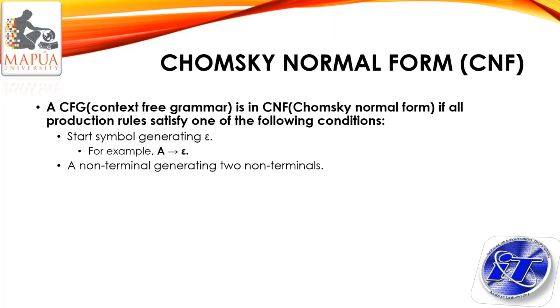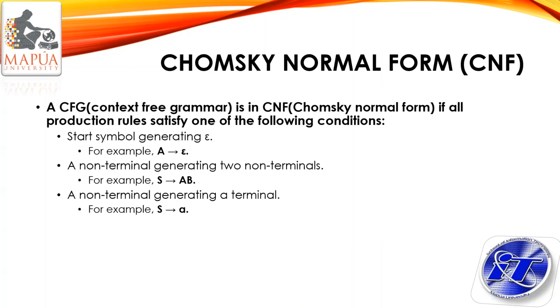The second format is a non-terminal generating two non-terminals. For example, non-terminal S yields to non-terminals A and B. The third format is a non-terminal generating a terminal. For example, non-terminal S yields to a. As a summary, these are the only three formats allowed in CNF.